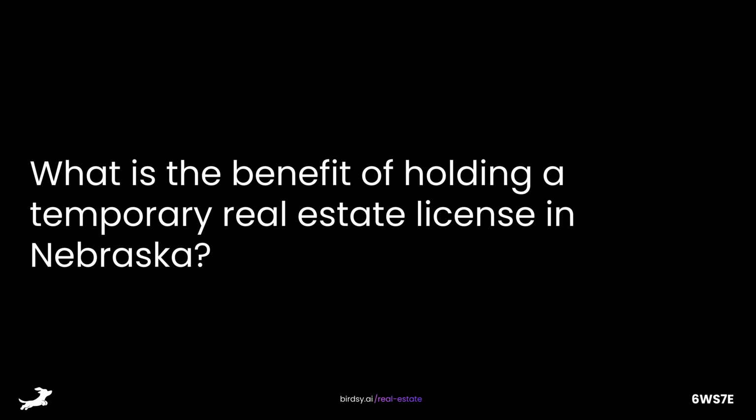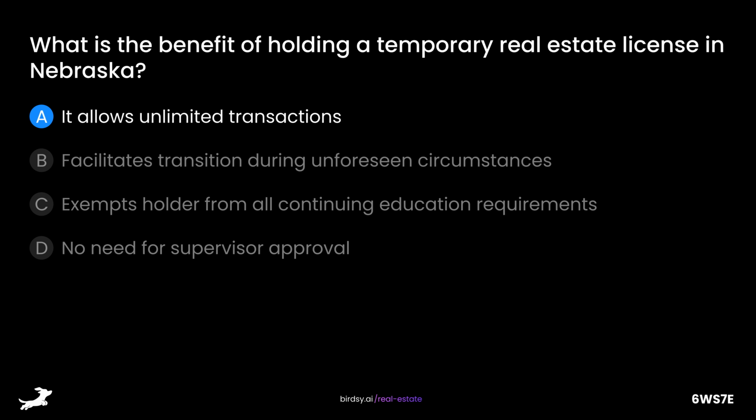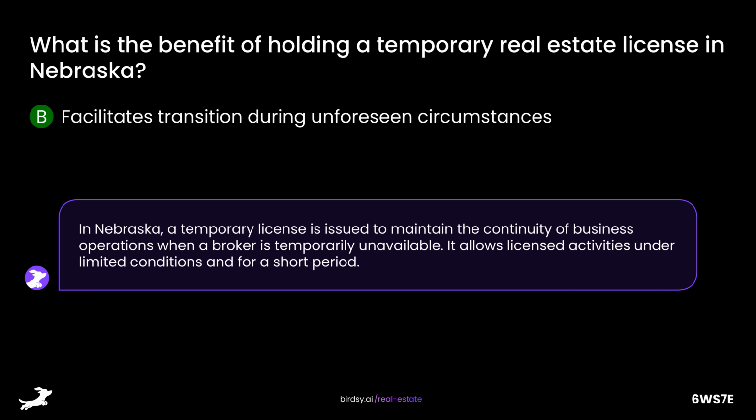What is the benefit of holding a temporary real estate license in Nebraska? Is it A, it allows unlimited transactions, B, facilitates transition during unforeseen circumstances, C, exempts holder from all continuing education requirements, or D, no need for supervisor approval? The answer is B, facilitates transition during unforeseen circumstances. In Nebraska, a temporary license is issued to maintain the continuity of business operations when a broker is temporarily unavailable. It allows licensed activities under limited conditions and for a short period.